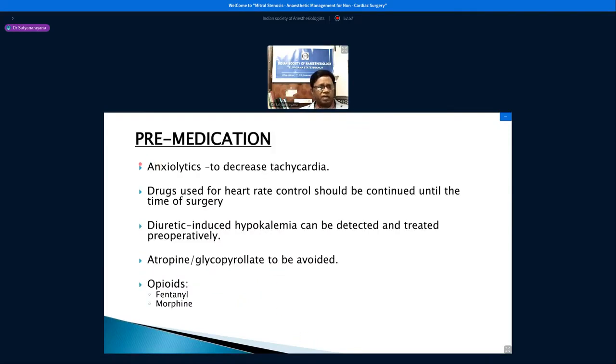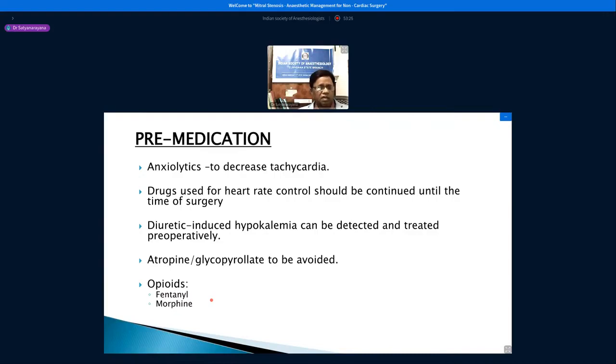And then what premedicants? Anxiolytics are very important because they reduce anxiety, thereby tachycardia. But remember, these patients are highly sensitive to sedatives. Drugs used for heart rate control are to be continued until the day of surgery. And diuretic-induced hypokalemia can be detected and corrected preoperatively. Absolutely, atropine and glycopyrrolate should be avoided. And for analgesics, the choice of drug should be fentanyl.